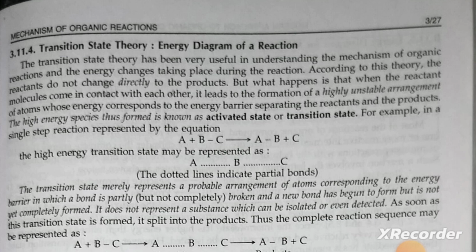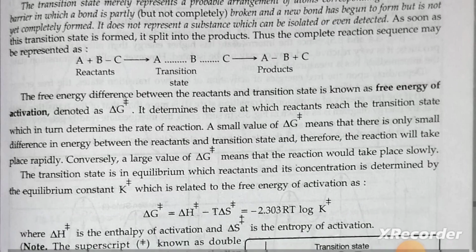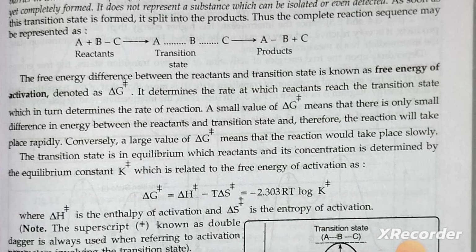For example, in the single step reaction represented by the equation A plus B single bond C gives rise to A single bond B plus C. The high energy transition state may be represented as A dotted line B dotted line C. The dotted lines indicate partial bonds. The transition state merely represents a probable arrangement of atoms corresponding to the energy barrier in which a bond is partially but not completely broken and a new bond has begun to form but is not yet completely formed. It does not represent a substance which can be isolated or even detected. As soon as this transition state is formed, it splits into the product. Thus, the complete reaction sequence may be represented as A plus B single bond C, reactant, gives rise to transition state A dotted line B dotted line C, gives rise to A single bond B plus C, product.